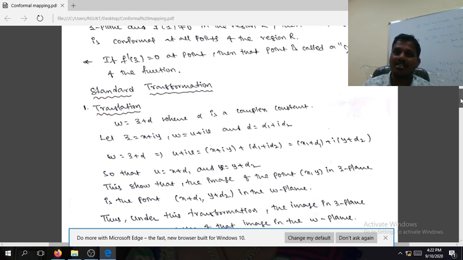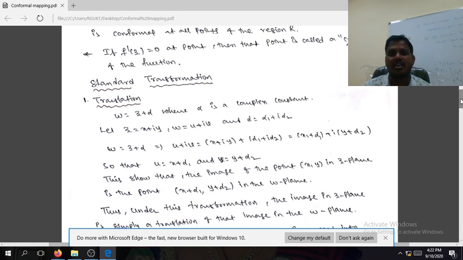Why is it called translation? You know the translation of axes. If the origin is shifted from one point to another point, then the old coordinates x comma y are associated with x plus h, y plus k. Same way, the position is different, but the curve is the same, right? Whatever curve you draw in the z plane, the same curve you can expect in the w plane. Is it clear? Suppose I take a straight line in the z plane at a height of 1 unit from the real axis, and I take alpha is equal to 1 comma 1, that is 1 plus 1 i.